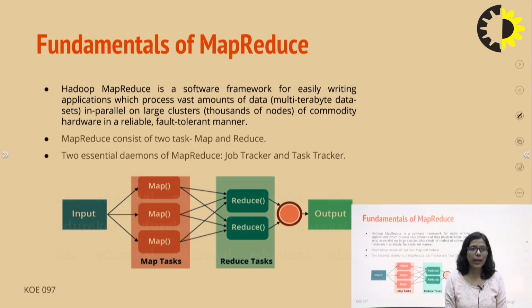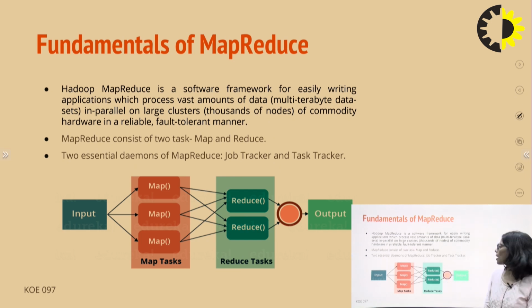MapReduce is basically a software framework for writing applications to process a large amount of data across large clusters of commodity hardware in a reliable and fault-tolerant manner. When our data is distributed across multiple nodes, we can process it in parallel, and that parallel processing work is done by MapReduce. MapReduce has two tasks, map and reduce, which we will discuss later in detail. We also have two daemons of MapReduce, the job tracker and the task tracker.